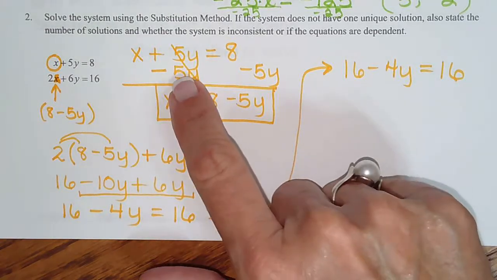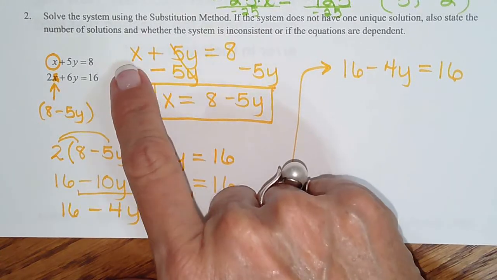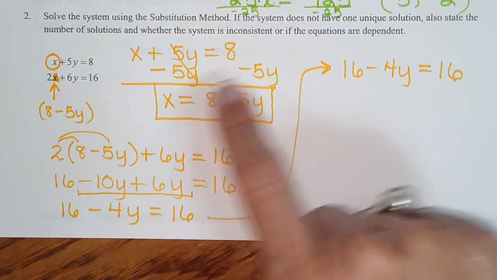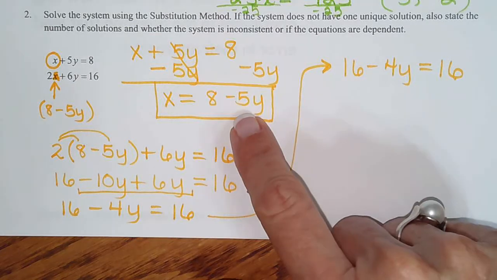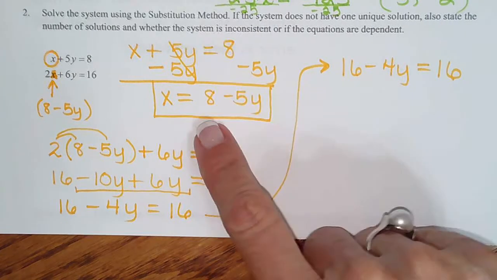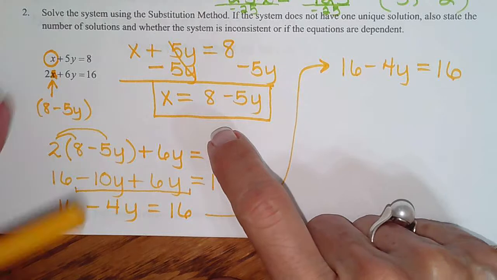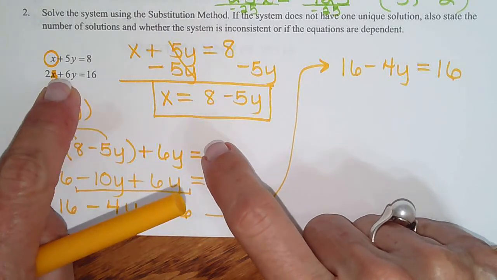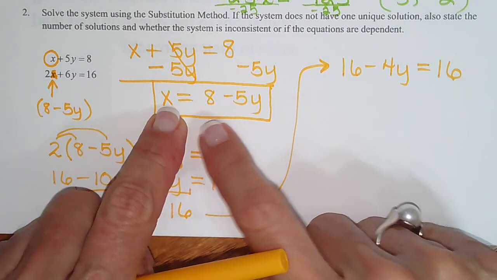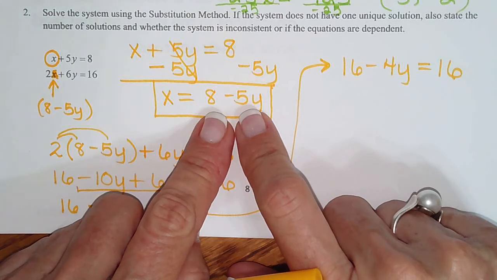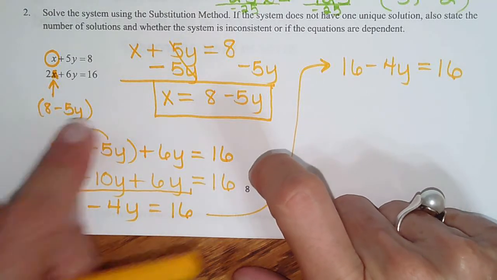So we had to do the opposite to move everything by itself because we're supposed to get that variable alone. So I subtracted 5y, made sure I didn't put it underneath the x. They're not like terms. Then I boxed it because we're going to come back to that. Then you go into the other equation and replace the x with 8 minus 5y because they are equivalent, which means they're the same thing. And keep that in parentheses.